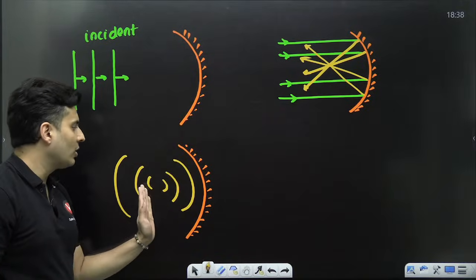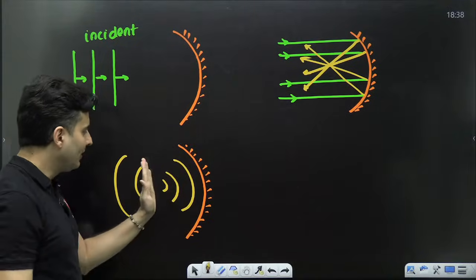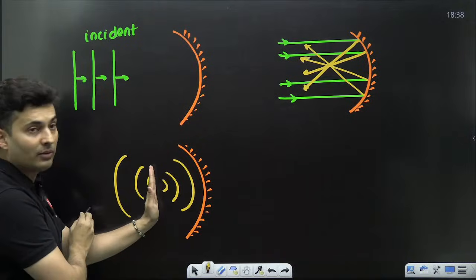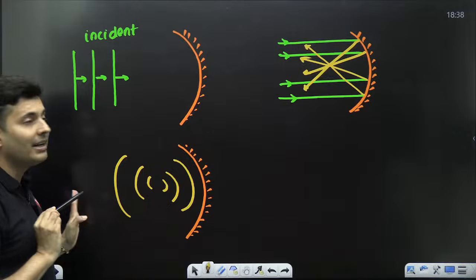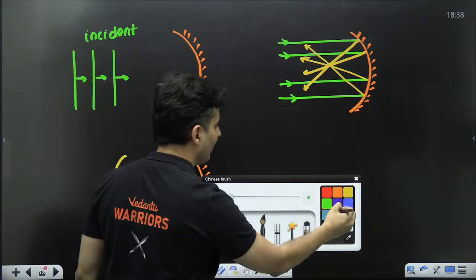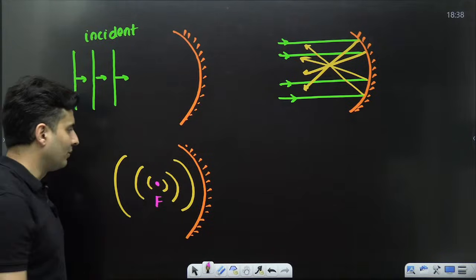Depending on whether you are talking before the focus or after the focus, your answer will change. If it was asked before the focus, then this will be the answer. If the question is after the focus, then this will be the answer. Is that making sense? I will show the focal point very clearly over here. So this is before the focus, this is after the focus.